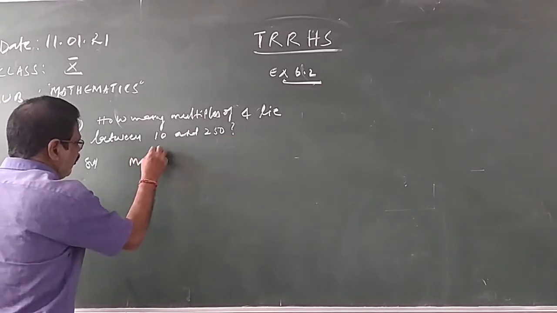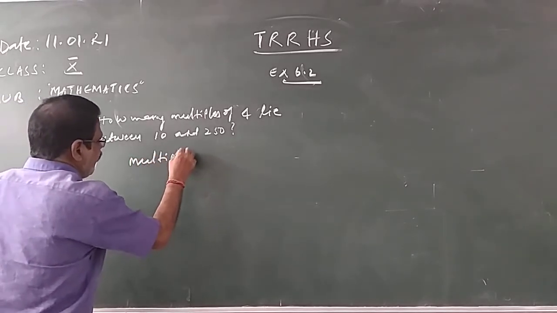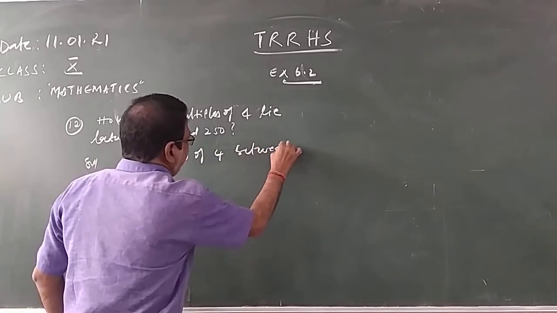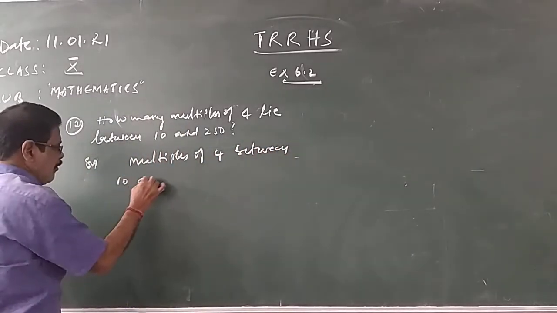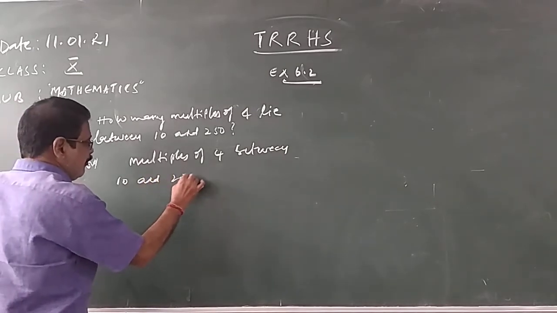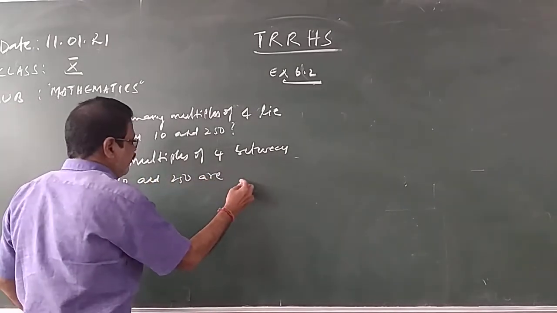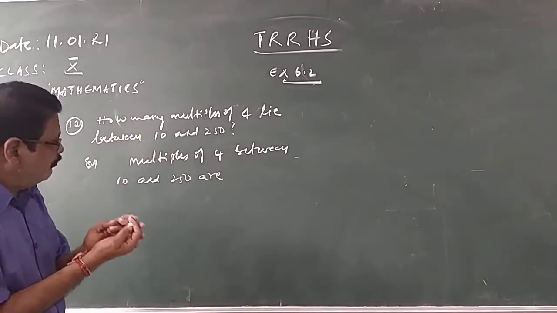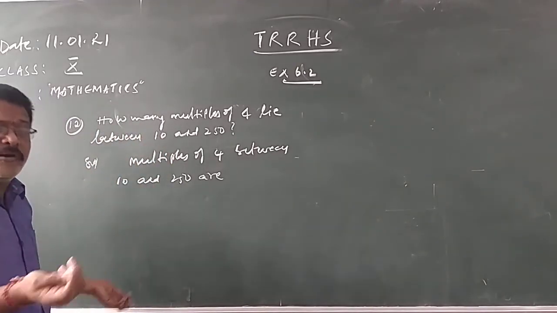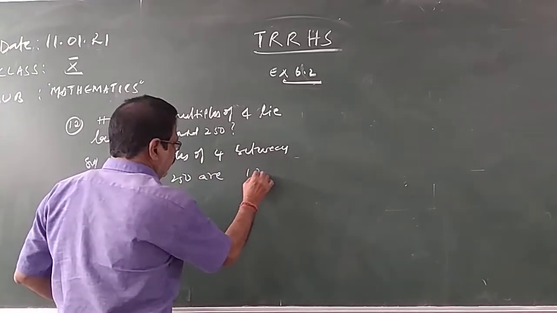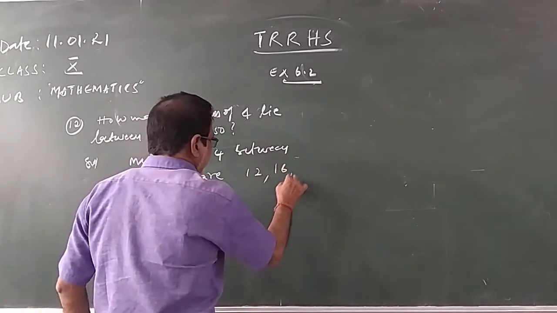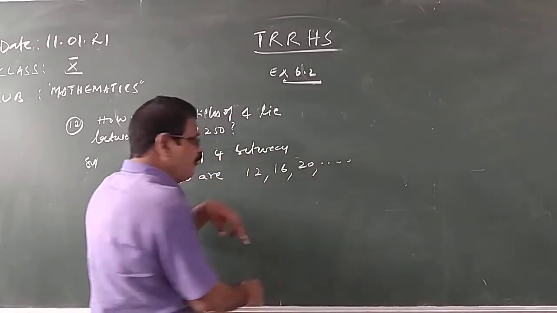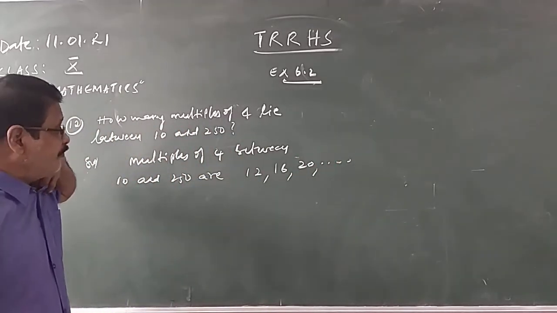Multiples of 4 between 10 and 250. After 10, what is the 4 multiple? 12, 16, 20. The difference is 4. Before 250, what is the 4 multiple?